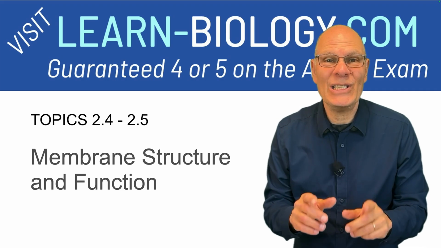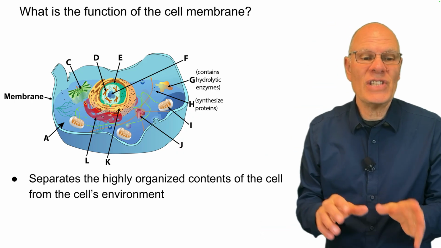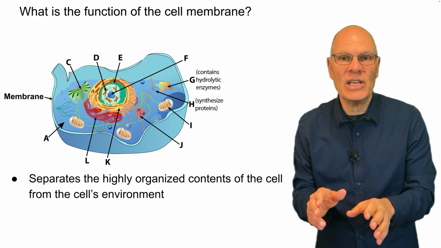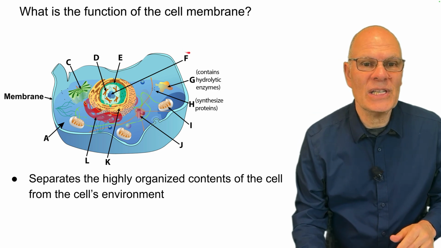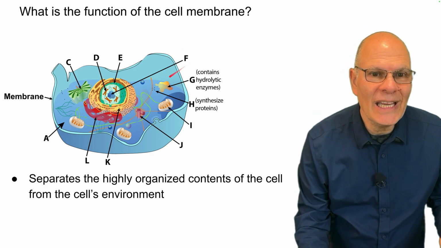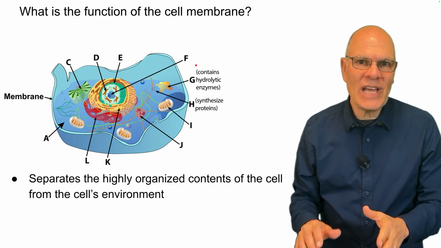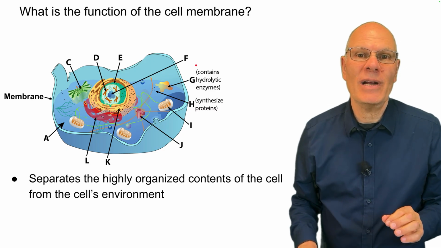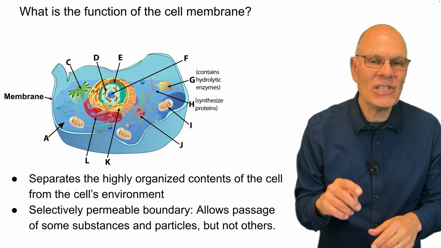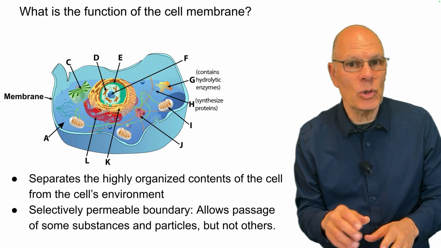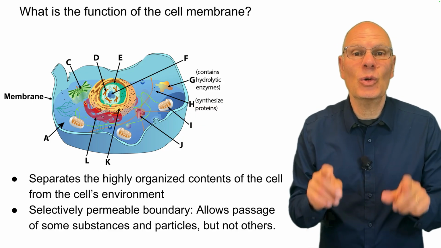Membrane structure and function. What is the function of the cell membrane? The cell membrane separates the highly organized contents of the cell from the cell's environment. Cells are open systems. They need to let things like food in. They need to let things like wastes out. The membrane is how that's controlled. That's because the membrane is a selectively permeable boundary. It allows the passage of some substances and particles through, but not others. That selectivity is really the key to life.